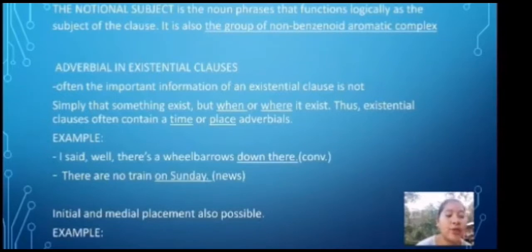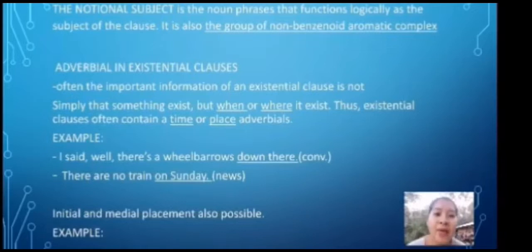Continuation for the word order choices. My topic consists of adverbials in existential clauses, simple versus complex existential clauses, and discourse function of existential clauses. Adverbials in existential clauses: often the important information of an existential clause is not simply that something exists, but when or where it exists. Thus, existential clauses often contain a time or place adverbial.